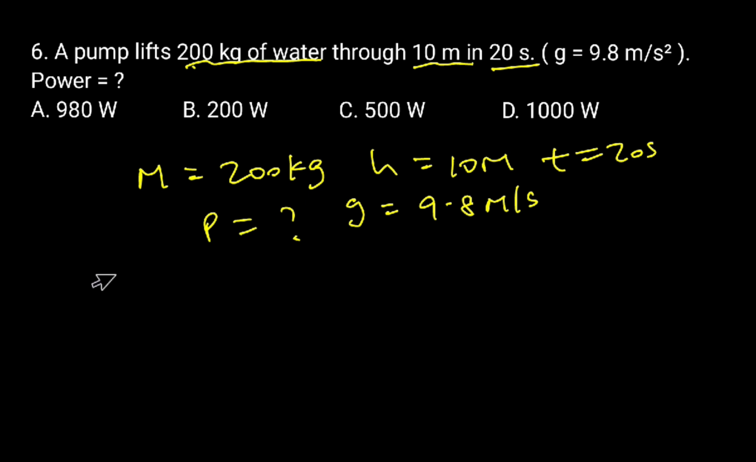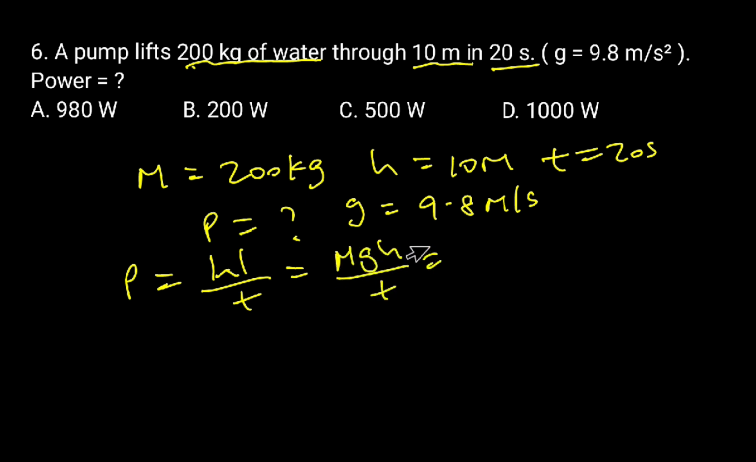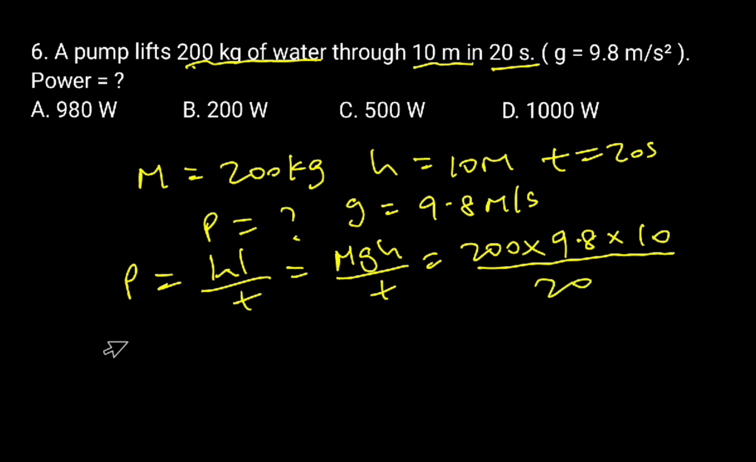Now the power, as we all know, is given by work done over time taken. Then work done is mgh over time. So from here we have that m is equal to 200 times g, which is 9.8, times h, which is 10, then over time, which is 20. Now if you plug this into your calculator, you have 200 multiplied by 9.8 multiplied by 10 divided by 20. So you are going to get that your power is equal to 980 watts, which is this option A.